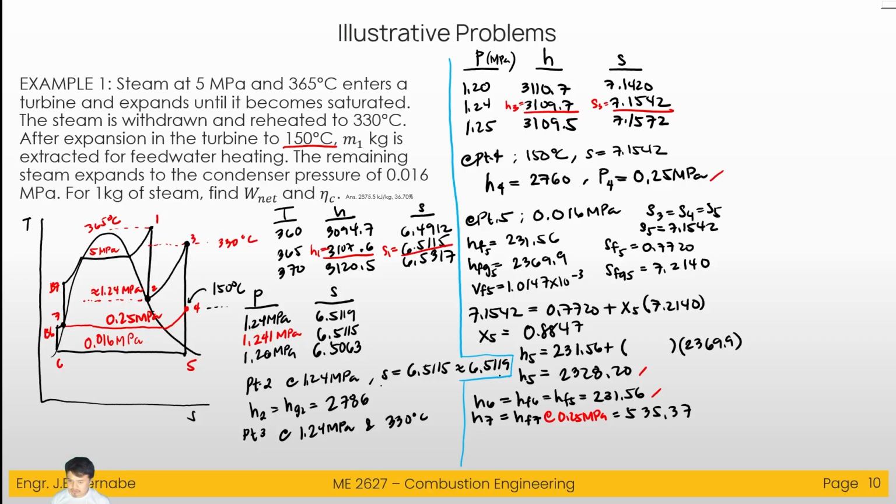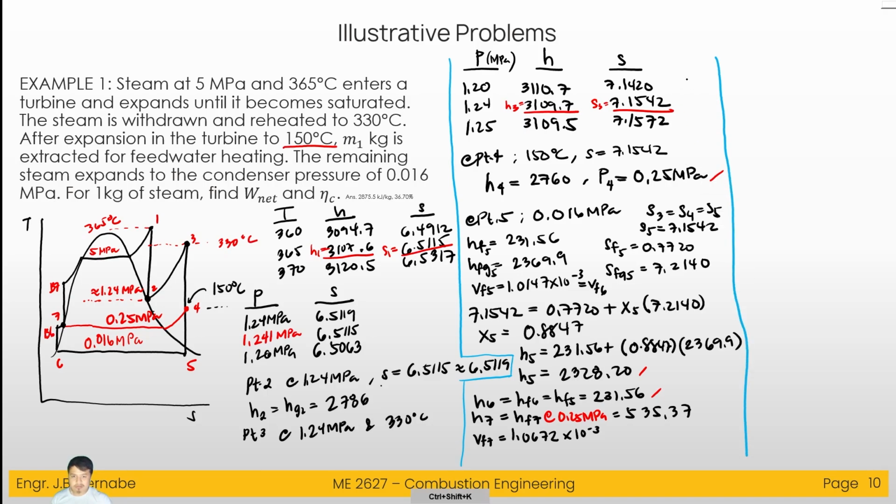Do we need the VF6 and VF7? Actually, this is also VF6, which is V6. But for VF7, I'll also write this down because we might need this later. So 1.0672 times 10 to the negative 2. Okay, I think that's it. We can now move on with solving for the turbine work.